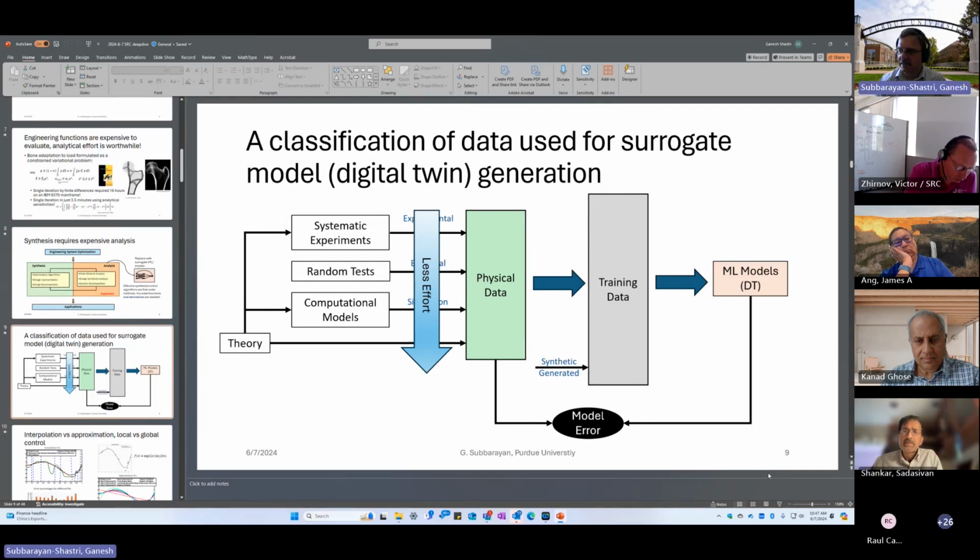So this is a slide that I showed. I don't know if you saw this. I missed the first few minutes. No problem. So here, you can generate physical data in multiple ways, right? Through systematic experiments, DOEs typically, random tests, which are called empirical data, or computational models. So models provide us data. Theory can also directly provide us data if we have an analytical solution.